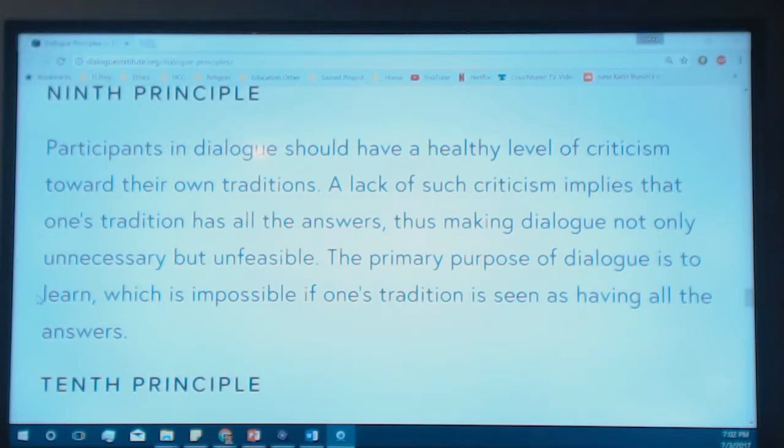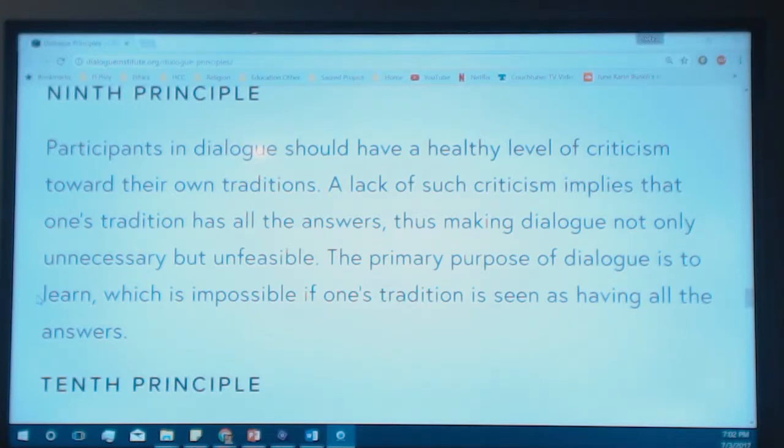Rule 9. Participants in dialogue should have a healthy level of criticism toward their own traditions and towards themselves. A lack of such criticism implies that one's tradition has all the answers, thus making dialogue not only unnecessary but unfeasible. The primary purpose of dialogue is to learn, which is impossible if one's tradition is seen as having all the answers.